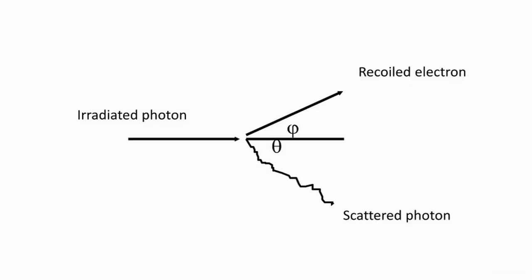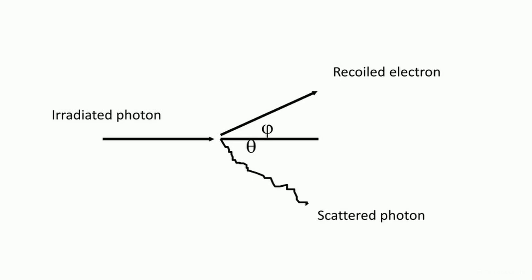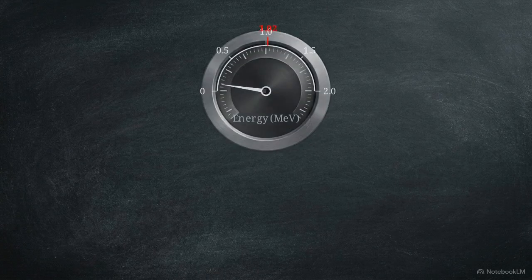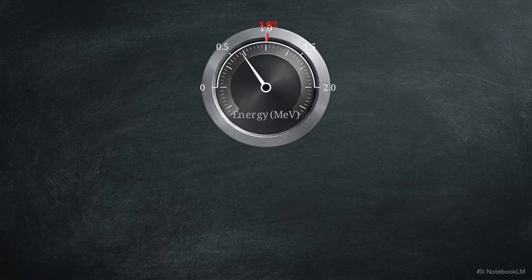This diagram illustrates what happens when the energy increases. Known as the Compton effect, a mid-energy photon acts more like a ricochet. It transfers a fraction of its energy to the recoiling electron at angle phi, while the weakened photon scatters at angle theta. Push the energy even higher, past 1.02 mega-electron volts, and the photon goes through pair formation.